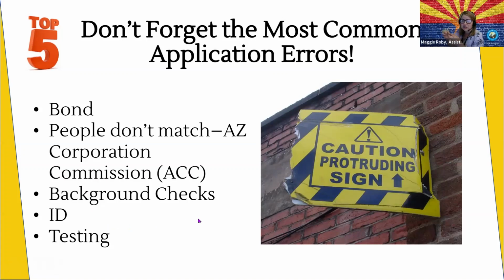Also, people not matching. So referencing that list of individuals who are required to be on there, any owners of 25% or more. Also, anybody who's going to be listed on Arizona Corporation Commission also needs to be listed on your application. Background checks. Every person on the license needs a background check. Those background checks, we're looking at that completed date is within 90 days from when we received your application. A valid and legible ID, we can see it, it's not expired. And then your testing information, your statutes and rules exam.